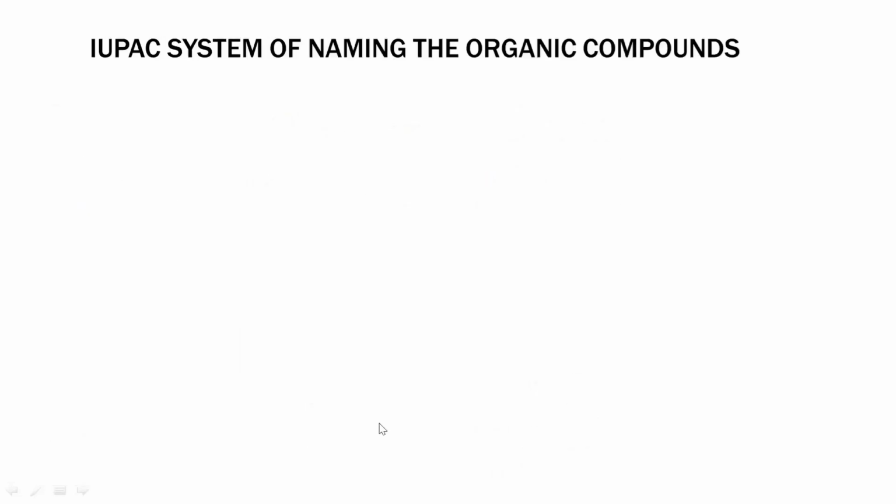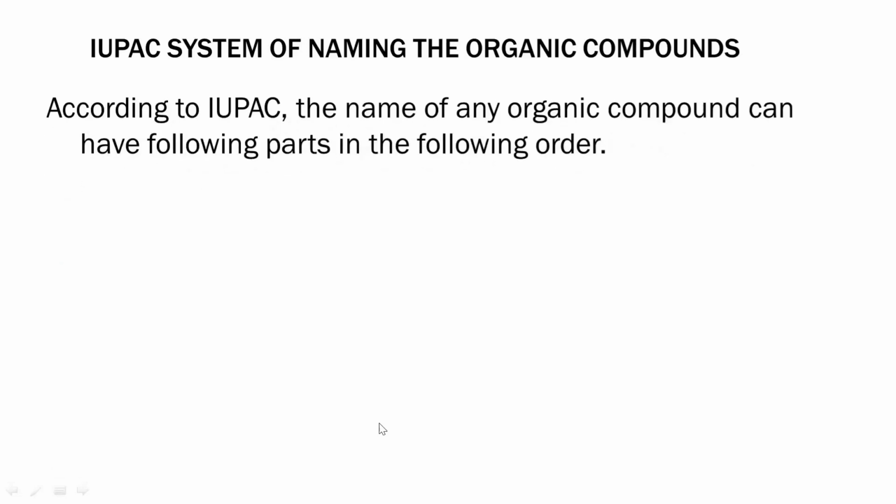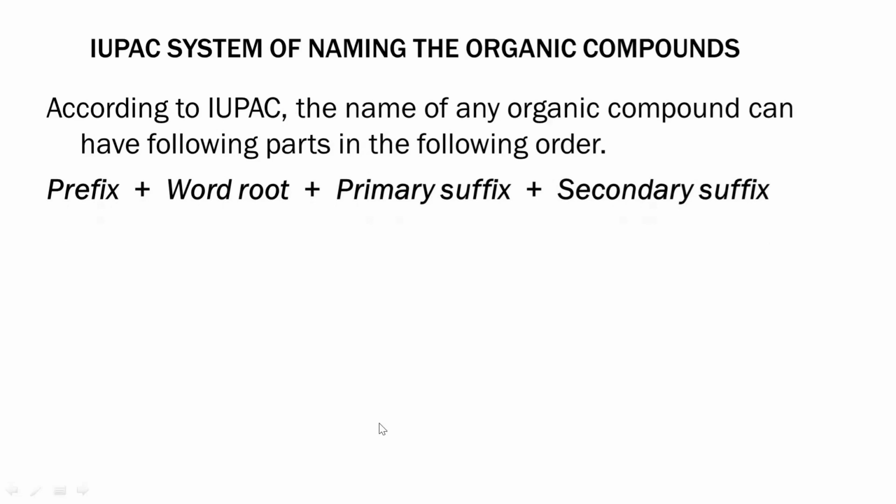Now let's move to the IUPAC system of naming organic compounds. According to IUPAC, the name of any organic compound can have the following parts in the following order. These parts are prefix, word root, primary suffix, and secondary suffix.